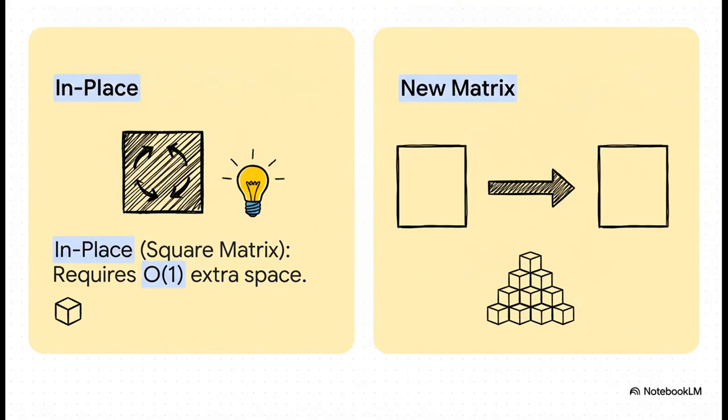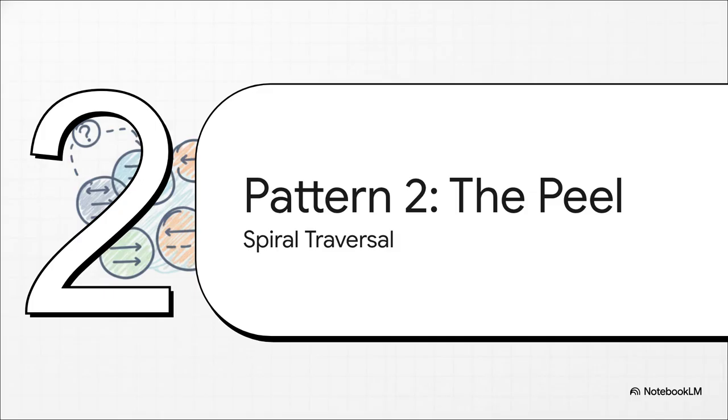Now, this is a super important distinction you need to talk about in an interview. That 2-step trick we just saw uses constant extra memory. We call that O(1), because we're just shuffling numbers around inside the original matrix. But if the matrix isn't a square, or you're not allowed to change the original, you have no choice but to create a whole new one, and that's going to cost you memory, O(m times n). All right, so we've nailed how to turn the matrix. Now let's talk about how to walk through it.